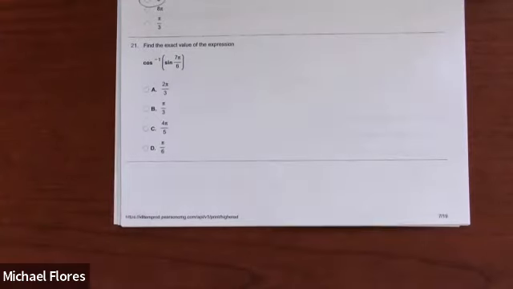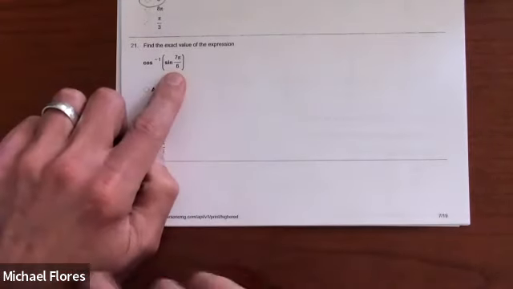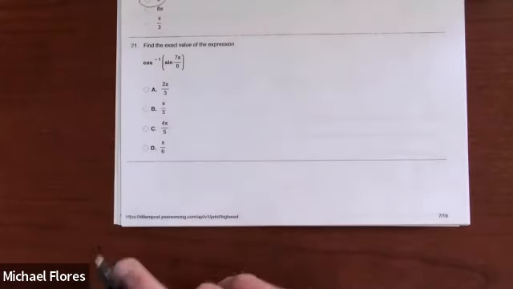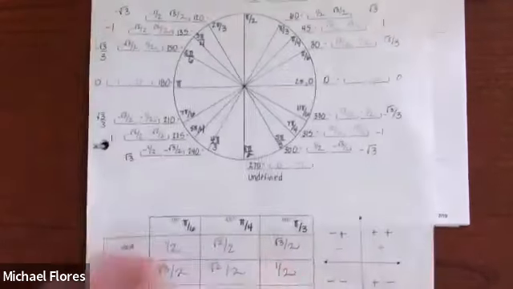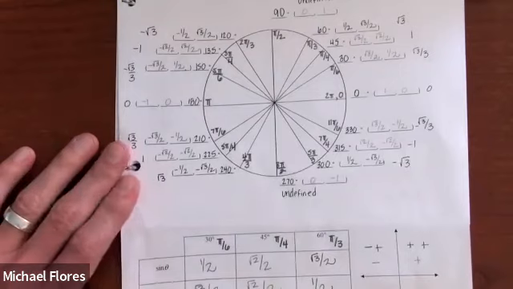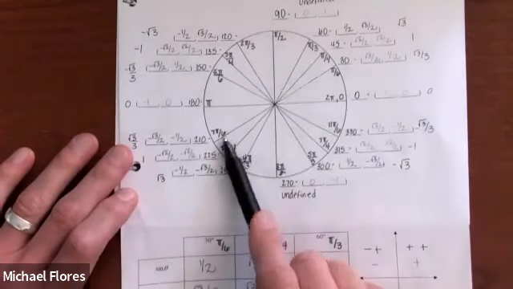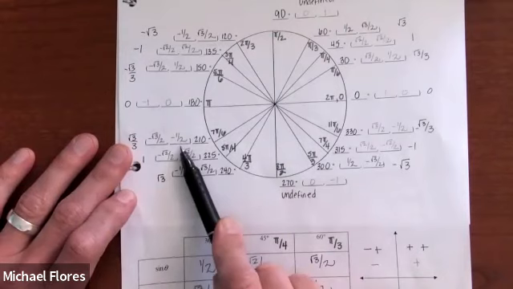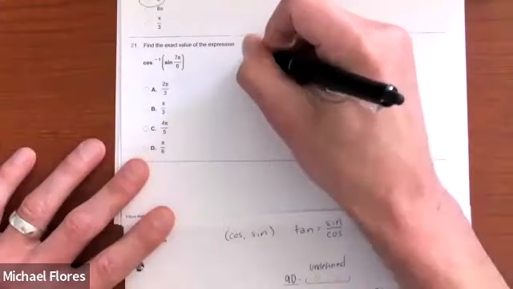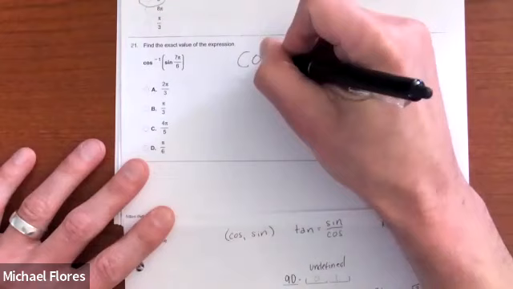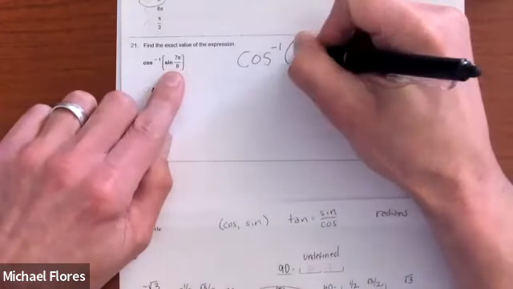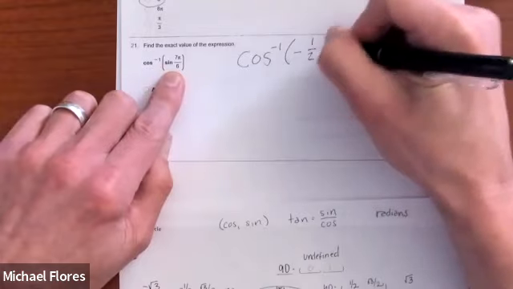21, find the exact value of the expression. So parentheses first, we got to solve what's in here. Sine 7 pi over 6. Regular unit circle. Where is 7 pi over 6? There. What's the sine value? -1/2. So all of this in parentheses simplifies to -1.